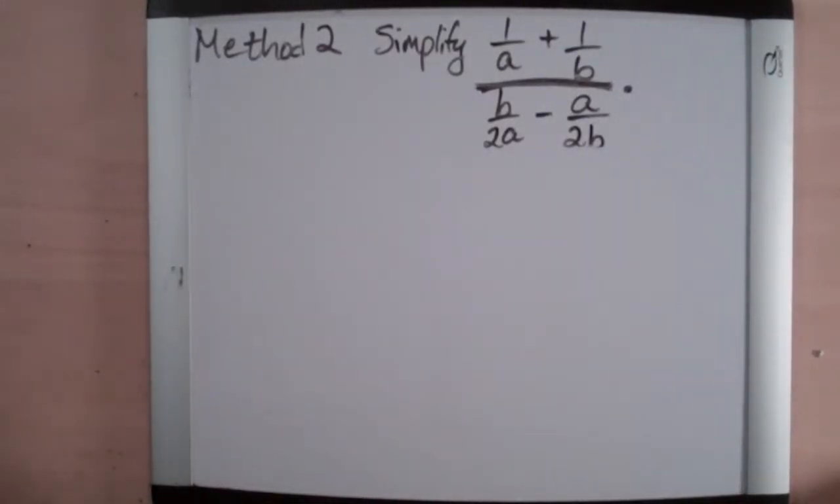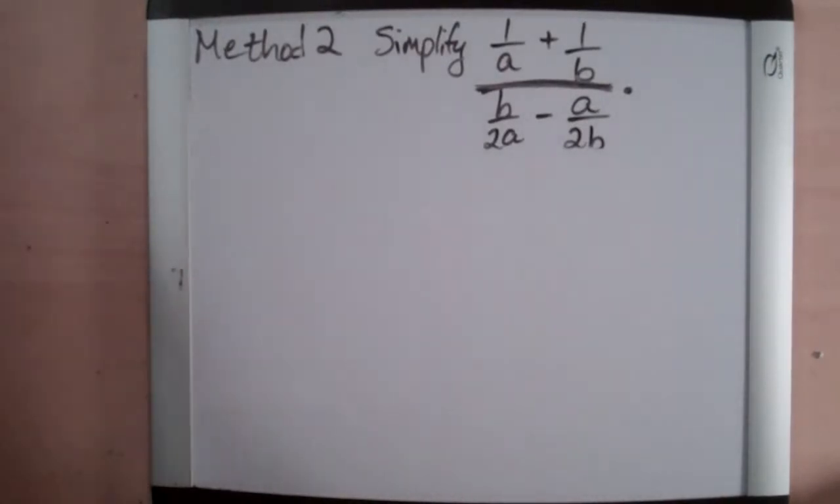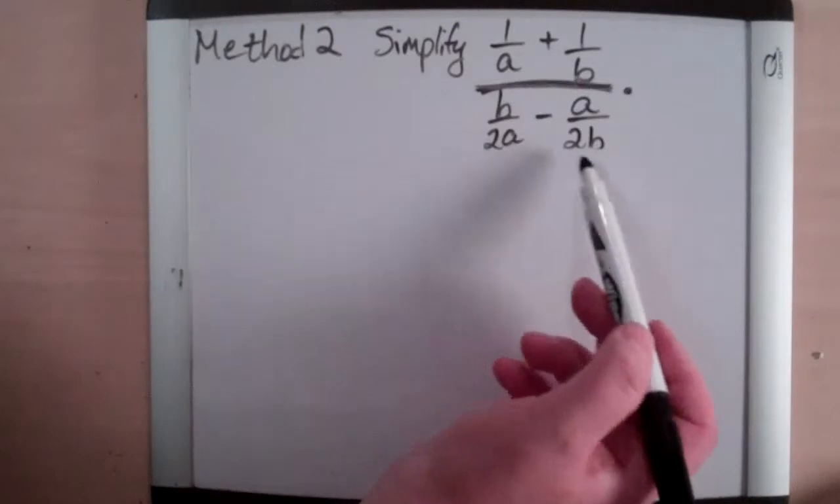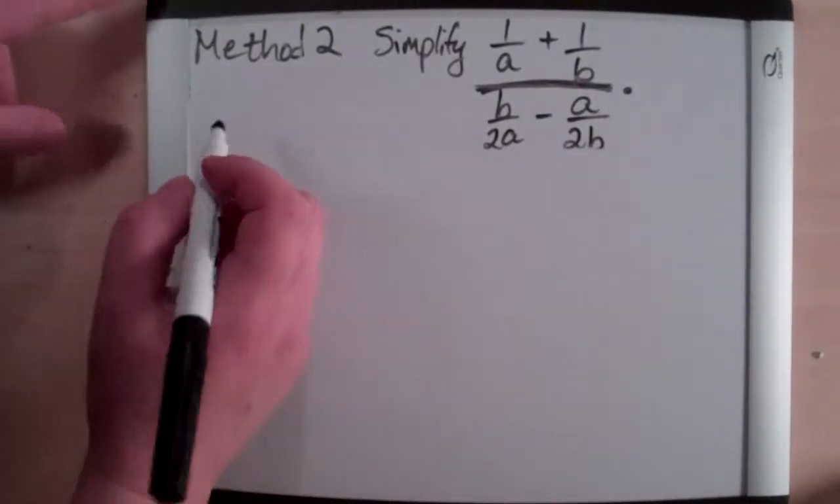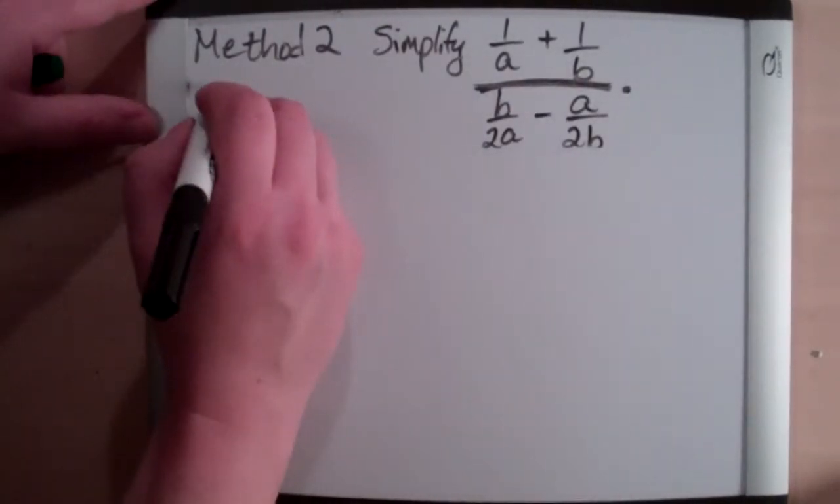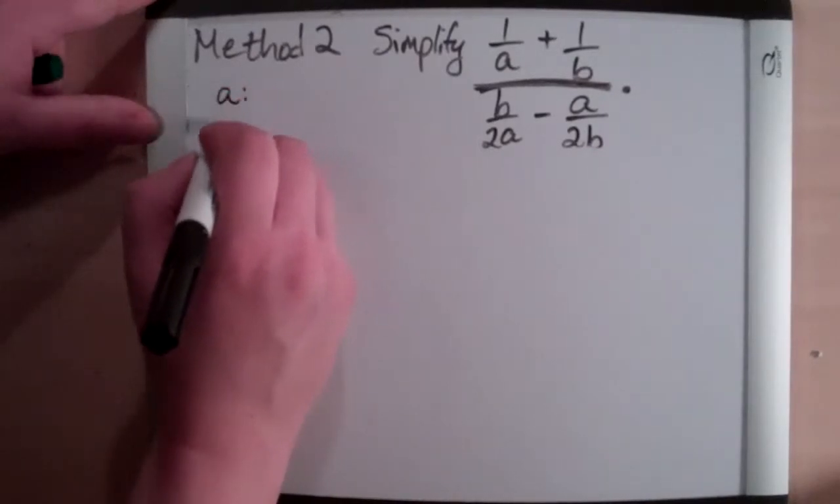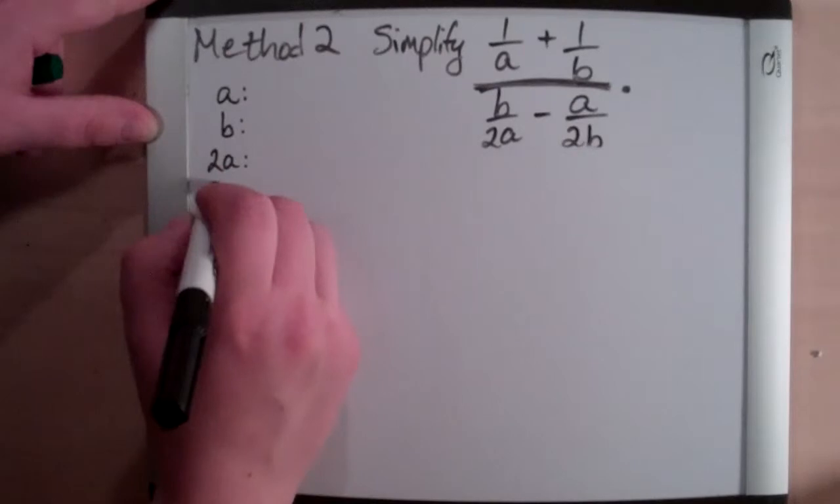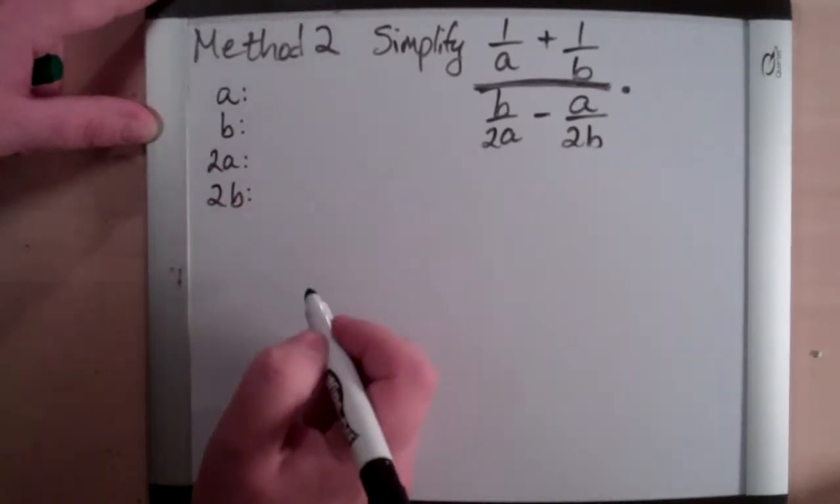Okay, now for method 2. For method 2, what I'm going to do is look at all of these denominators, and I can make a little list, a little chart of them. I'm going to have a denominator A, denominator B, denominator 2A, denominator 2B. So those are all of them.